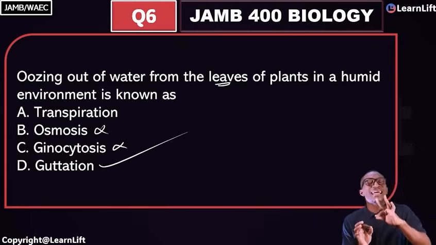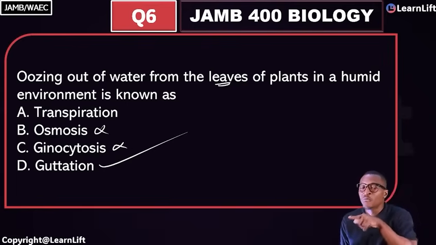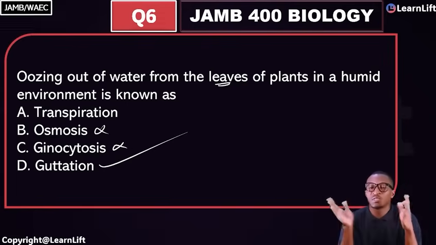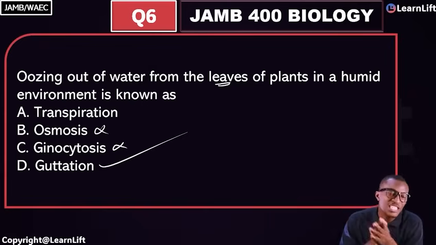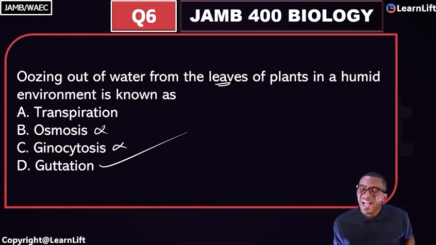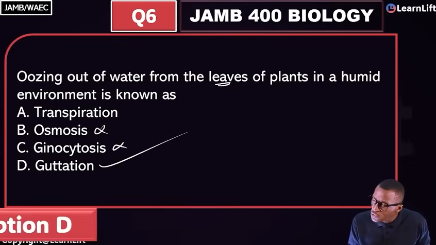Transpiration is a movement of water vapor. The question is not saying movement of water vapor. The question is oozing out of water from leaves. Are you seeing that? Transpiration is the movement of water vapor, while the movement of just water itself is what? Is guttation. Now, making option D become the answer.